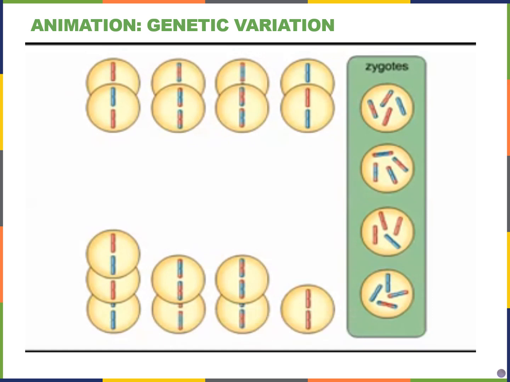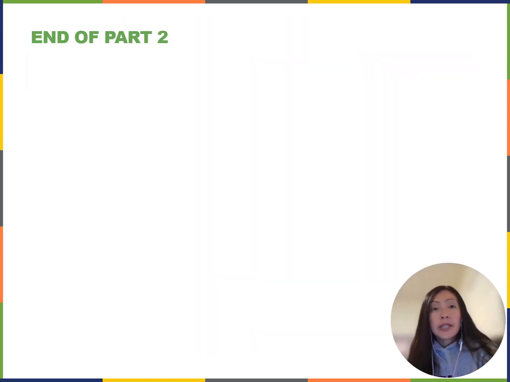All right, so that summarizes three different processes that increase genetic variation. We talked about independent assortment, crossing over, and random fertilization. That takes us to the end of our second video. In our third and final video, we're going to look at life cycles, and that is section 11.2 of the reading.